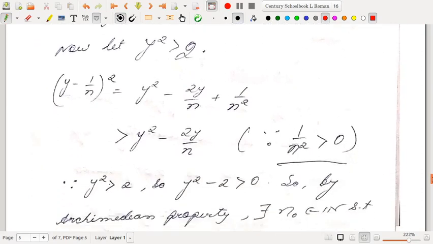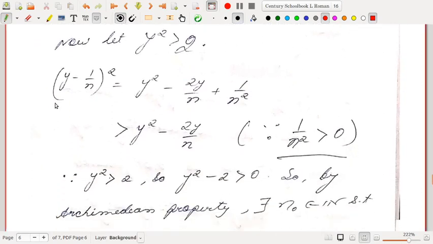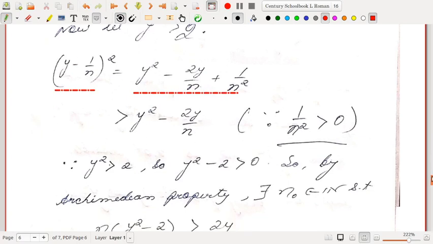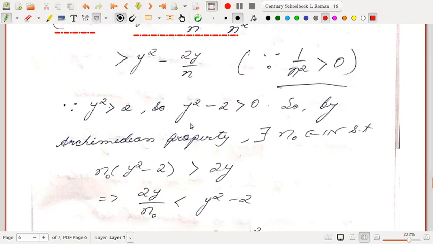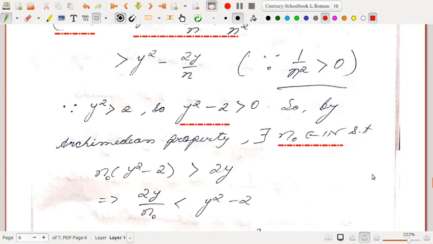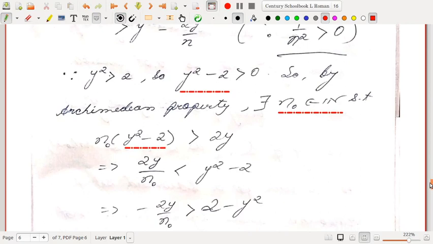Let y square be greater than 2. Then (y minus 1 by n) square is y square minus 2 y by n plus 1 by n square. This is strictly greater than y square minus 2 y by n. Again we will apply the Archimedean property. Since y square is greater than 2, y square minus 2 is greater than 0. So by the Archimedean property we can find a natural number n naught which satisfies n naught times (y square minus 2) is strictly greater than twice y. So we have twice y by n naught is less than y square minus 2.